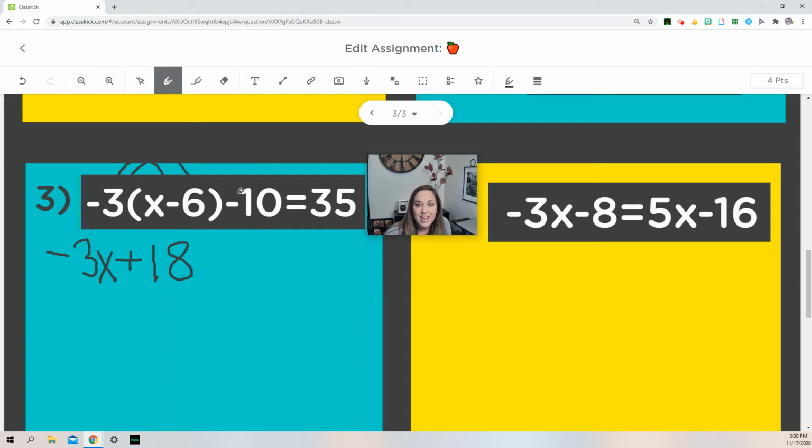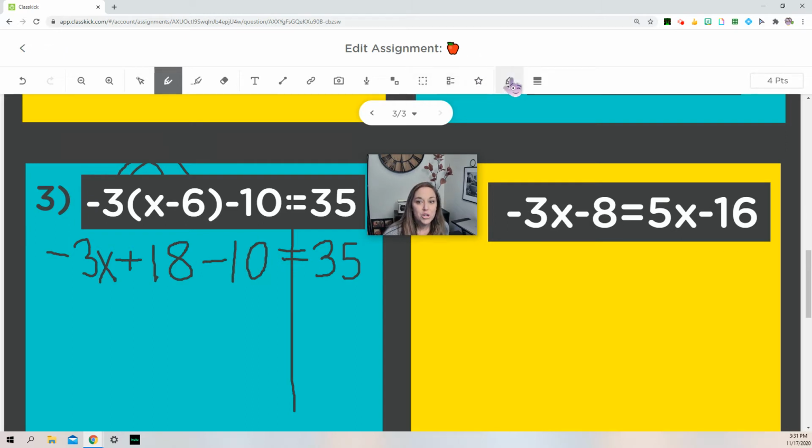And I'm not going to multiply the -3 times -10 because the -10 is not in parentheses, but I don't want to forget to rewrite it. So I'm going to rewrite it, bring down my equal sign, and bring down my 35. And I'm also going to draw my line right down the center, just so I remember whatever I do on one side, I do to the other.